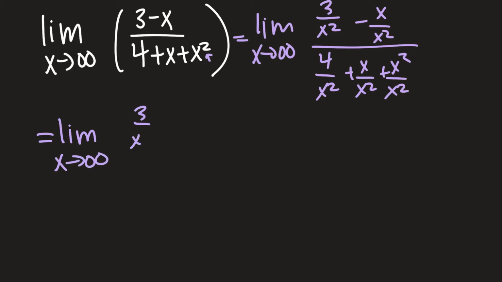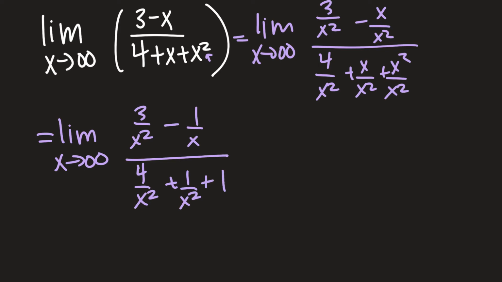So 3 over x squared minus 1 over x, all over 4 over x squared plus 1 over x squared plus 1. Okay? Now I can evaluate. So I have the limit. Well, I'm going to not do limit.